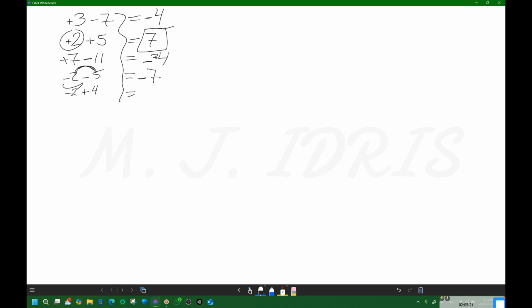Lastly, here I have negative 2 plus 4. These two signs are not the same, negative and positive, so I'm going to subtract. 4 minus 2, the answer is 2. Which sign should I put? The bigger sign or the sign with the greater number. I have 4 here and 2 here. The positive has a greater number. After that, I don't need to write this positive sign. I can simply write 2. Because a number without a sign by default means positive.